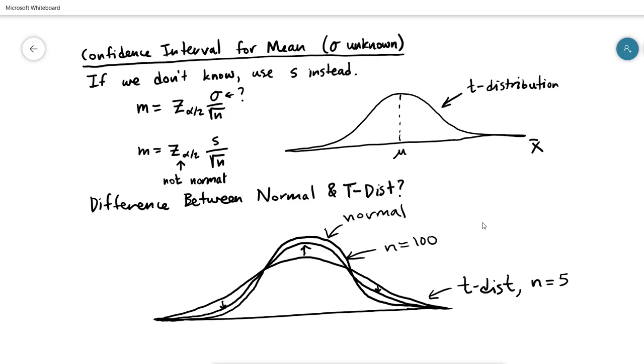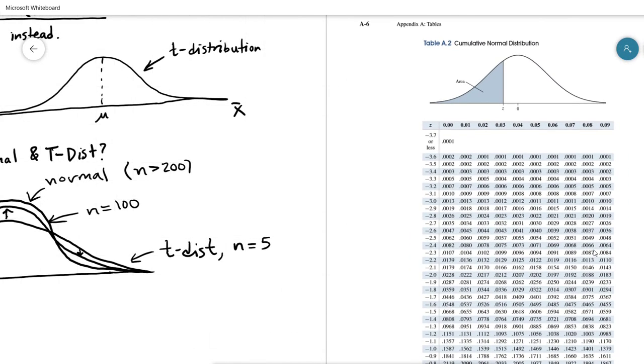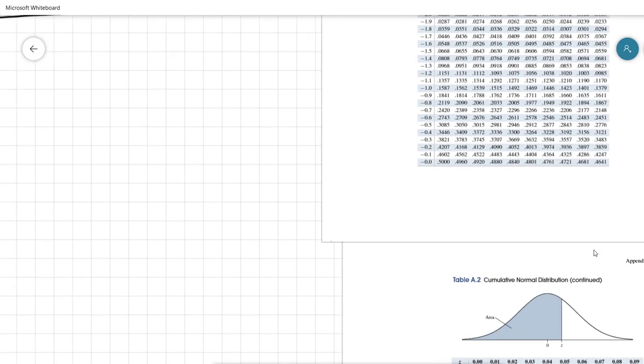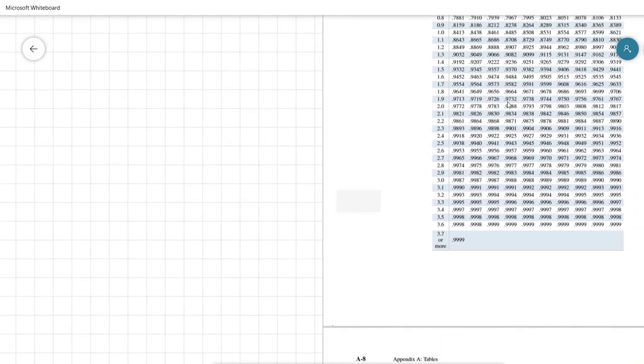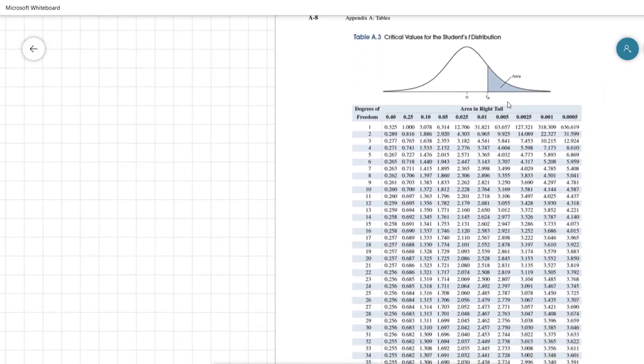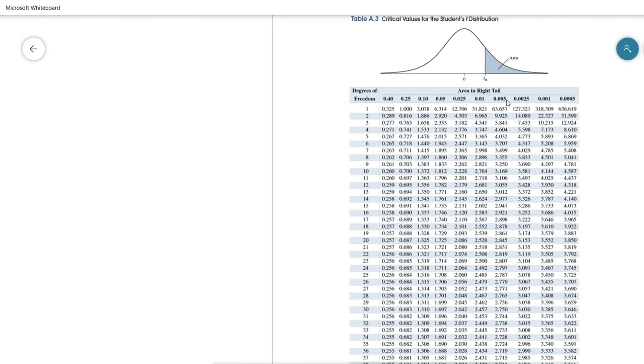For us, once our sample size reaches n greater than 200, we're going to just treat this t-distribution as a normal distribution. It's going to be so close. This is actually what we're going to use: that third table that I gave you the other day. Bottom table, A3, here we go. Here's the t-distribution that I'm talking about. On the left, we have these degrees of freedom. Those correspond essentially to the value of n.